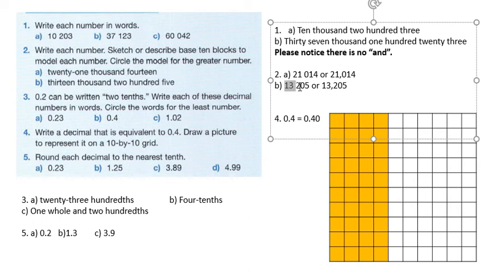And similarly for 13,205, we would need 13 of the 1,000s, 2 of the 100s, and 5 of the ones. And the larger number would be the one that starts with 21,000, in this case A.